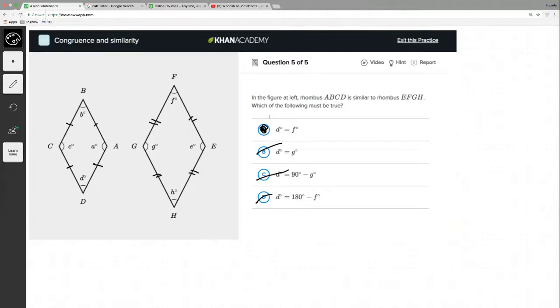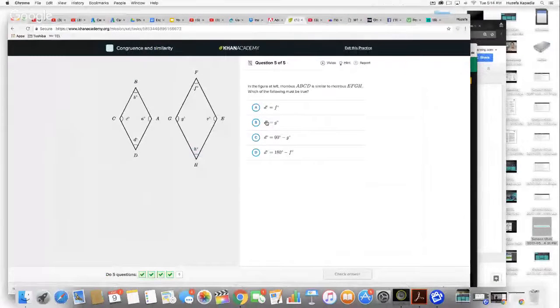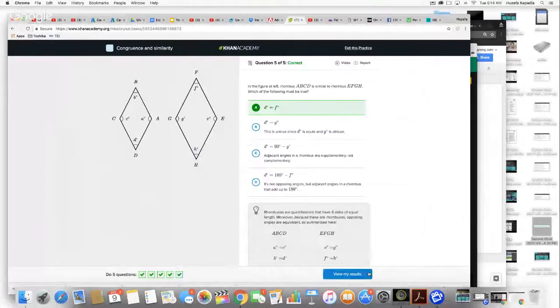I mean, this is what happens with similar figures. It's just odd because the markings are a little bit off. What they should have done is had two lines like this to show that they're different. Then the ones with two lines would be equal to each other, and one line would be equal. So we're going to go with angle D equals angle F, which is A. We're going to choose that. And it is correct. So we have done it.